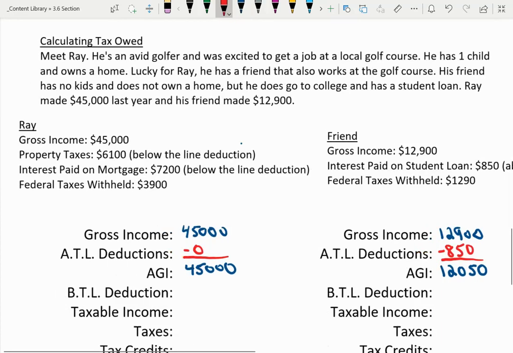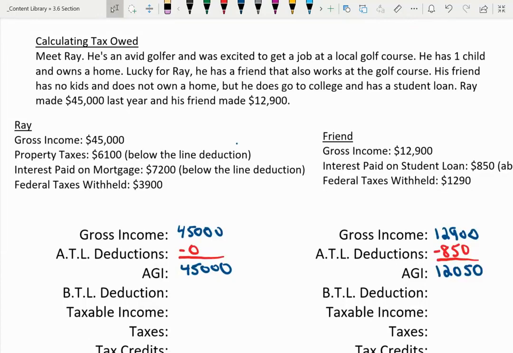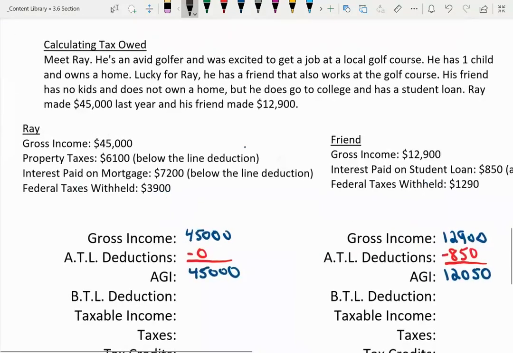All right. The next thing, now that we have our AGI, which is our adjusted gross income, you could take two different types of deduction. One, you could take a standard deduction, and a standard deduction is, I'm going to write that down. Standard deduction right now for 2020 is going to be 12,400. Okay, that's what a standard deduction is. Everybody has the opportunity to do that. That's if you are filing single. Okay, so we'll just assume Ray and his friend are both single, and they are both given that deduction.